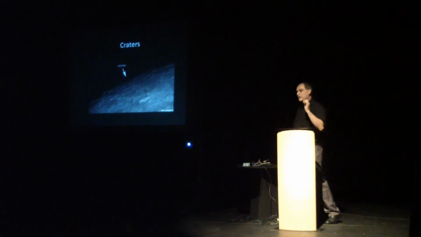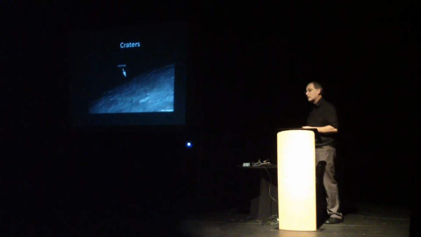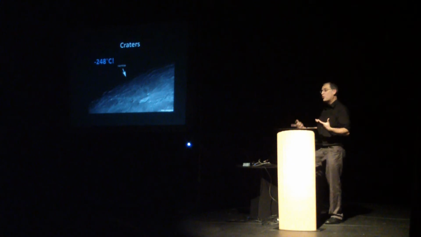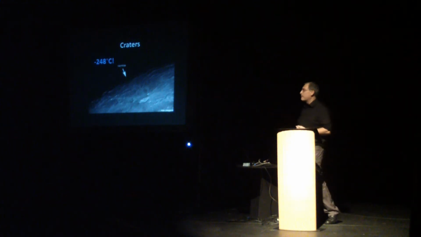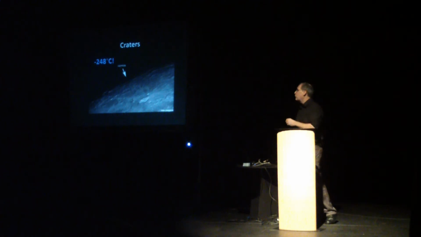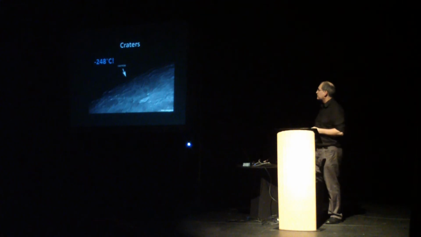And in the case of Hermite, there are regions where the sun is never able to fall. And for that reason, those regions are very, very cold. In fact, the shadow regions inside Hermite are the coldest recorded place in the solar system. Minus 248 degrees centigrade. That's about 24 degrees, I think, cooler than the surface of Pluto.